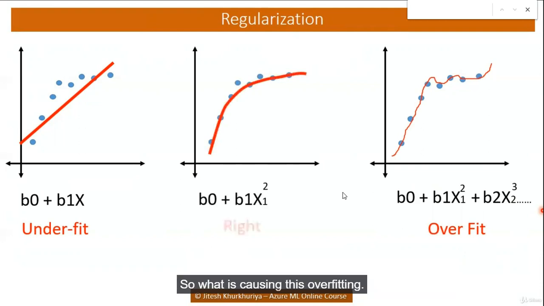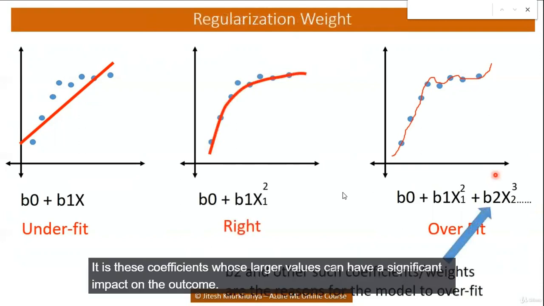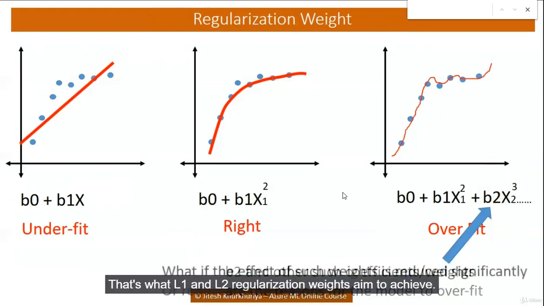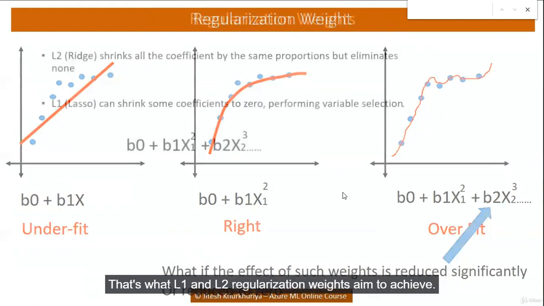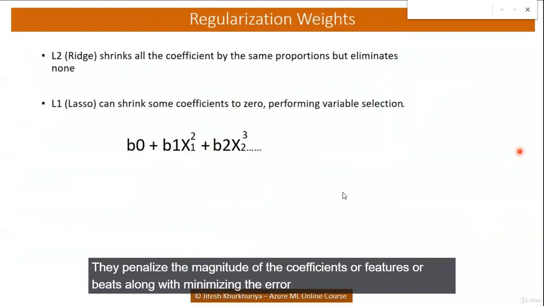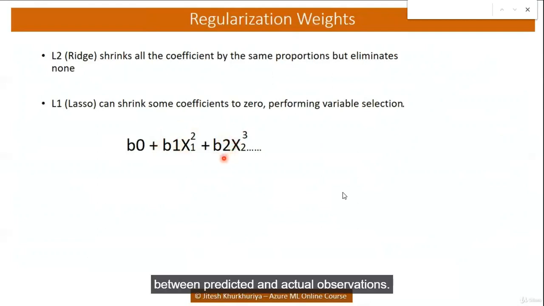So what is causing this overfitting? Well, it is these coefficients whose larger values can have a significant impact on the outcome. So the B2 and other coefficients or weights are the reasons for the model to overfit. What if we can significantly reduce or maybe eliminate them by making them zero? That's what L1 and L2 regularization aim to achieve. They penalize the magnitude of the coefficients of features or weights, along with minimizing the error between predicted and actual observations.